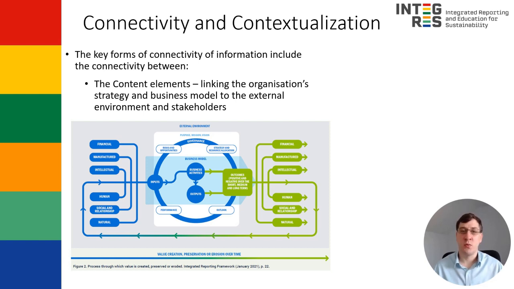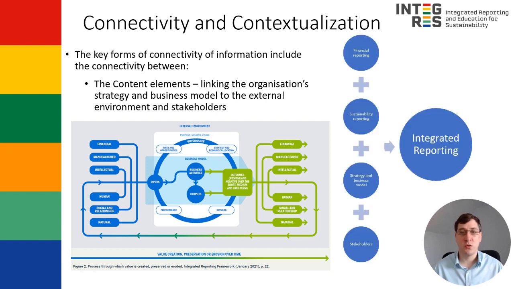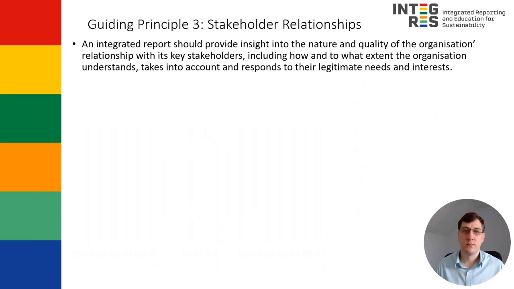So, an integrated report contains elements of financial reporting, sustainability reporting, but also information about the company's strategy and business model and its stakeholder relations. Stakeholder relationships are important to integrated reporting, and it forms one of their guiding principles. The principle states that an integrated report should provide insight into the nature and quality of an organization's relationship with its key stakeholders, including how and to what extent the organization understands, takes into account, and responds to their legitimate needs and interests. So who are the stakeholders of an organization?